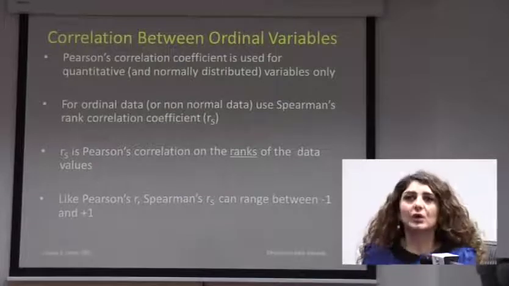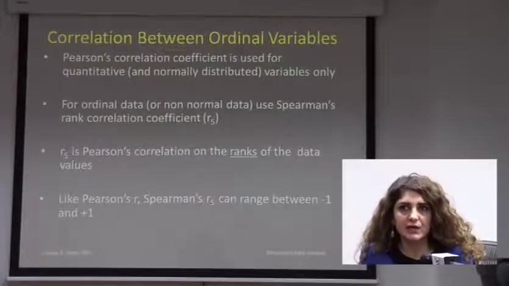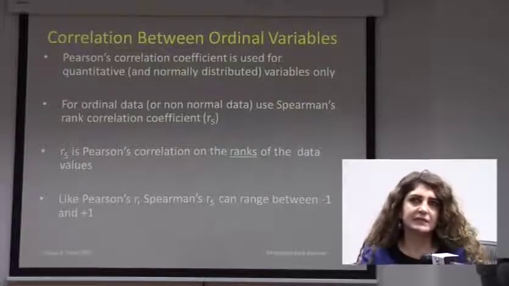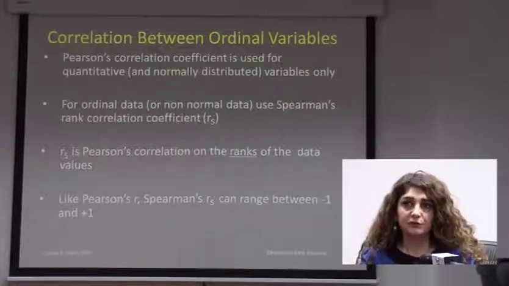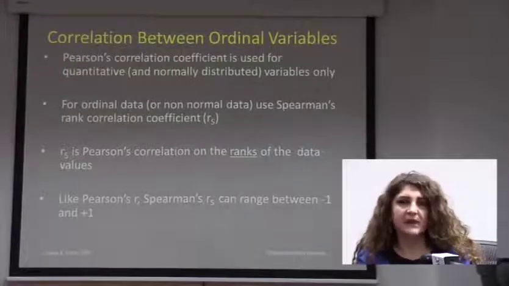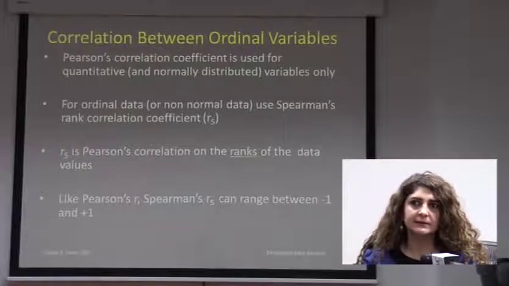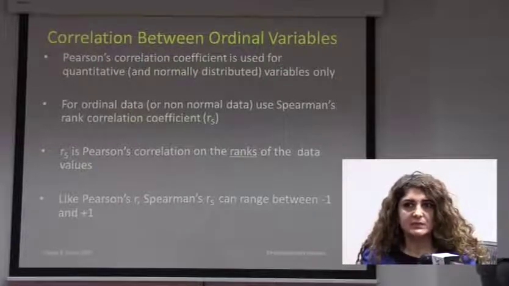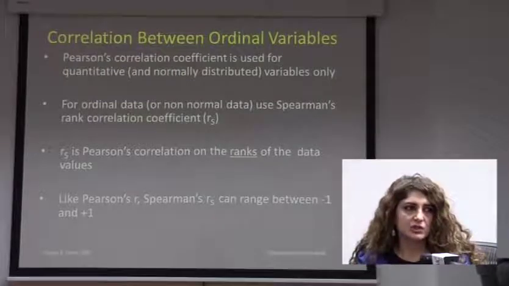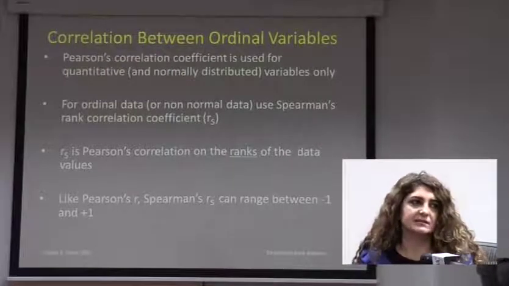So Pearson correlation is used for relationships between quantitative and normally distributed variables. Now, if you have skewed data, or ordinal data, for example pain on a pain scale from 1 to 10, you can find correlations between those using Spearman's correlation. The Spearman rank correlation is also denoted by rs.